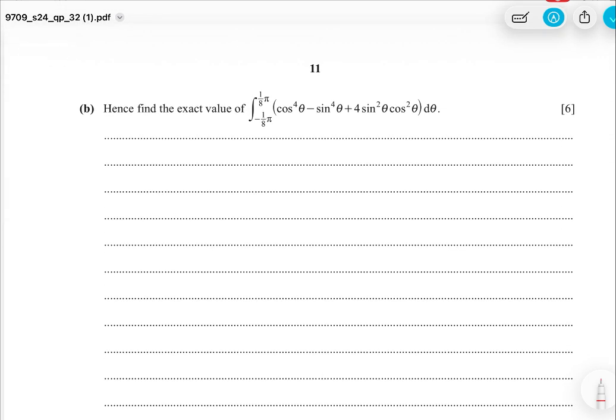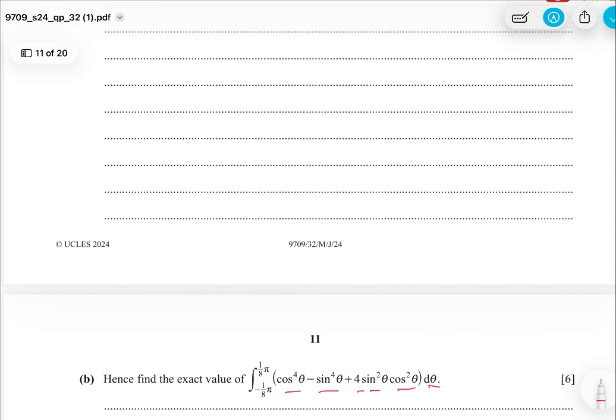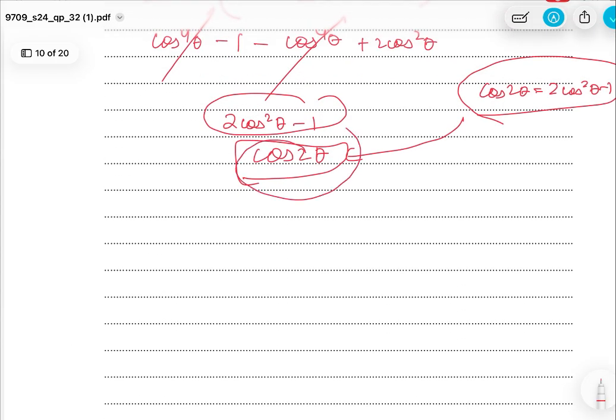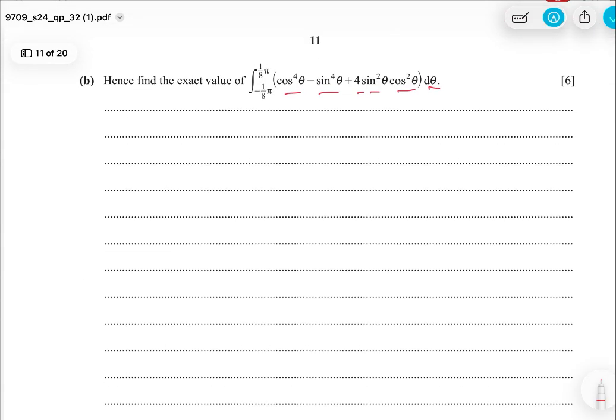Hence find the exact value of cos to the power 4 minus sine 4 plus 4 sine square cos square d theta. Yes, no, here we have to integrate. By doing this, half of our work is done. It has become easier. How? Let me show you. So we have to integrate for negative pi by 8 to pi by 8 this function.